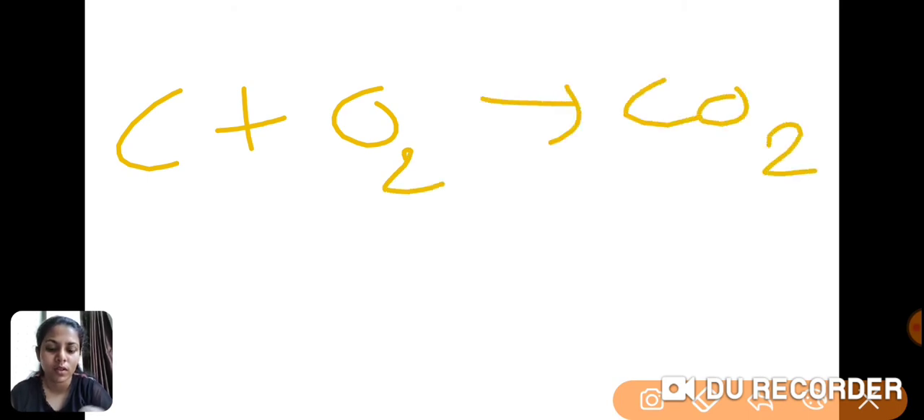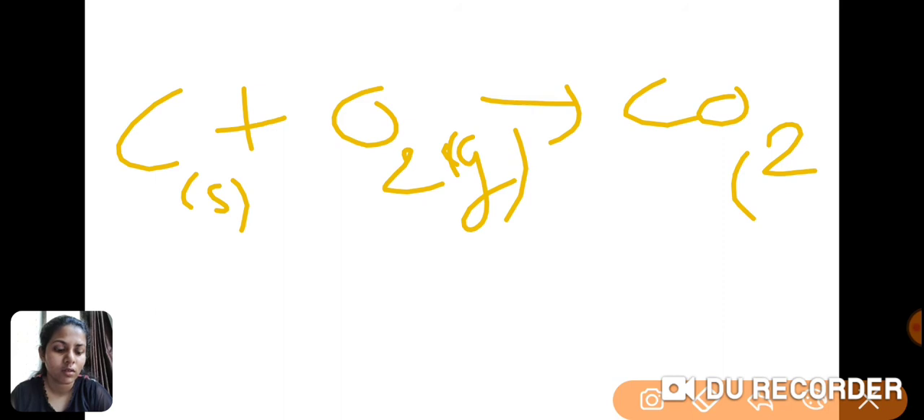If C plus O2 gives CO2. So carbon is solid state, and oxygen is also gaseous form. So we write like this. So solid, liquid, gas. Okay.